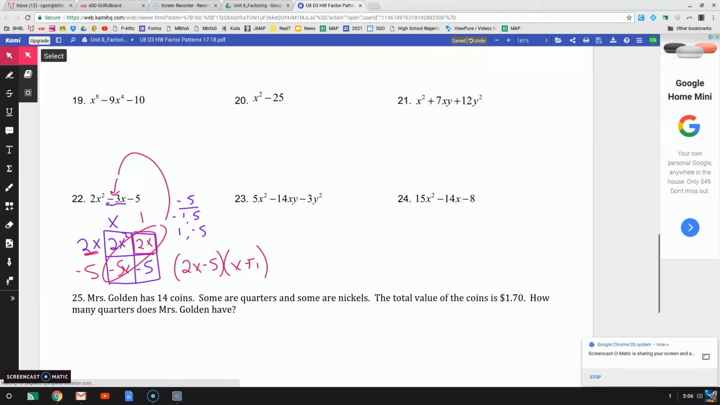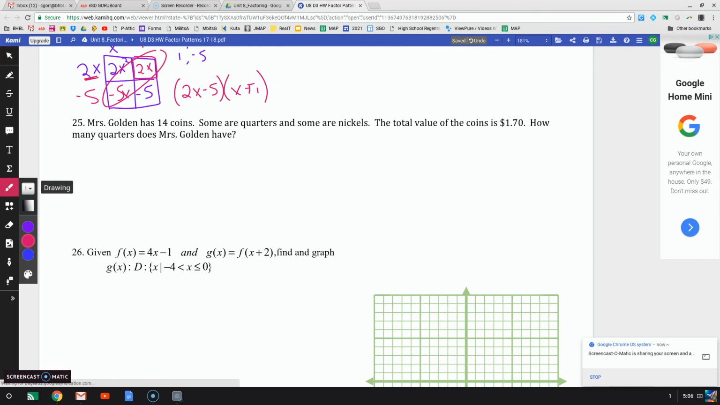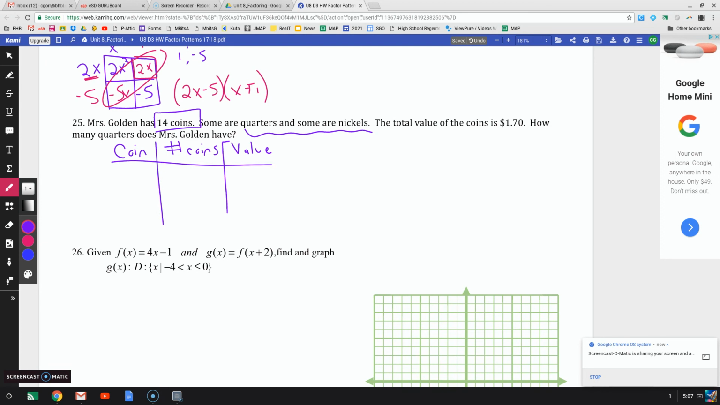Number 25, I'm going to set this problem up for you, but I need you to solve this one on your own. So Mrs. Golden has 14 coins. Some are quarters, some are nickels. So this doesn't tell us the relationship necessarily, like there's double or triple or 5 more, anything like that. So I'm going to make a little chart. I've got my coin, I've got my number of coins, I've got my value of the coins, and I know that I have my quarters. I know that I've got some nickels.